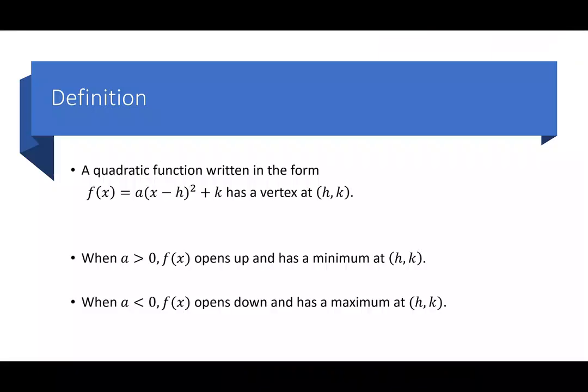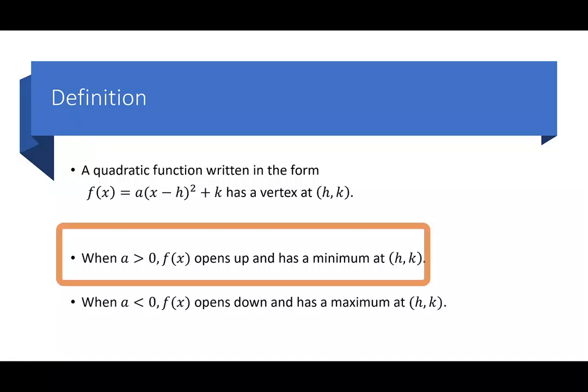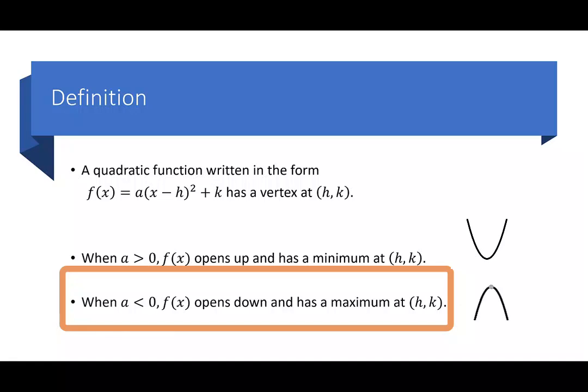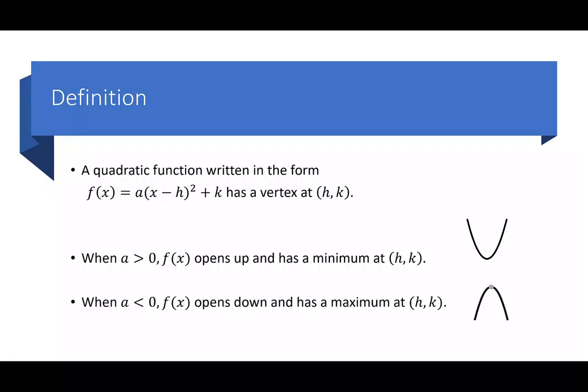A quadratic function can be written in the form f of x equals a times x minus h squared plus k. (h, k) is the vertex. A is going to tell us a lot of information about our quadratic. When A is positive, f of x opens up. It will look something like this, and that will give us a minimum at this vertex of (h, k). When A is negative, it's going to get reflected and open down, and then it will have a maximum at (h, k). So just this little picture tells us a lot about our quadratic.